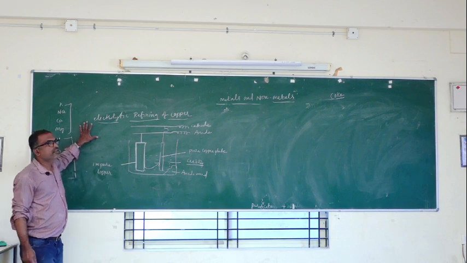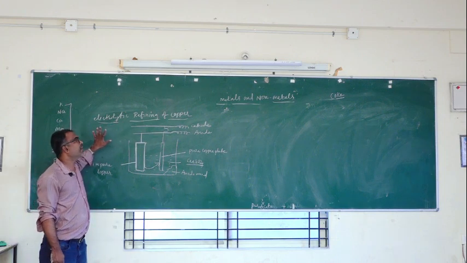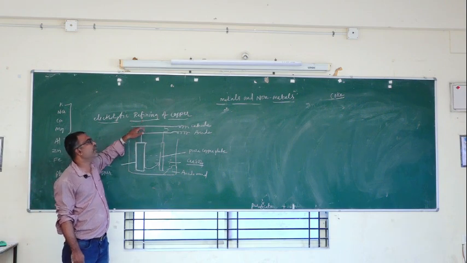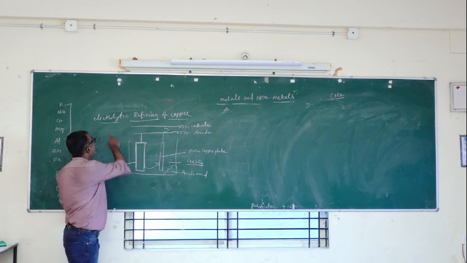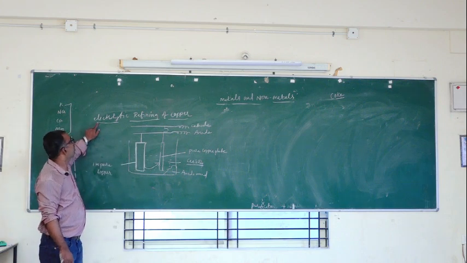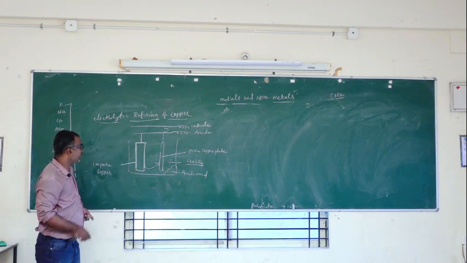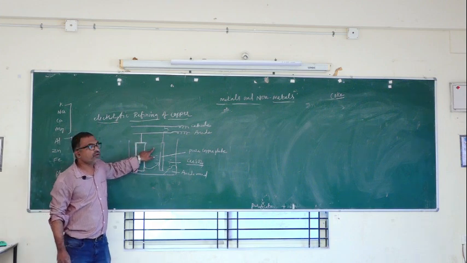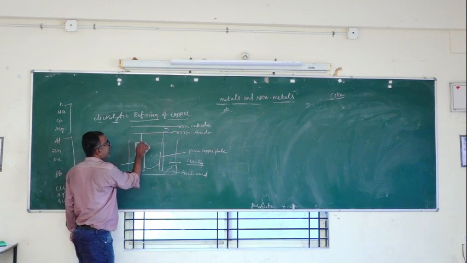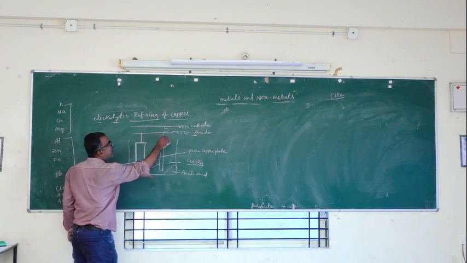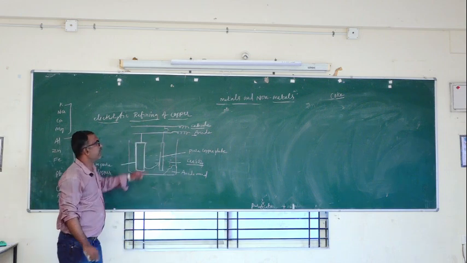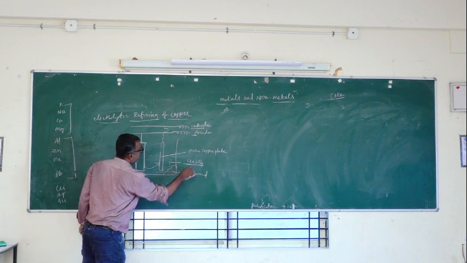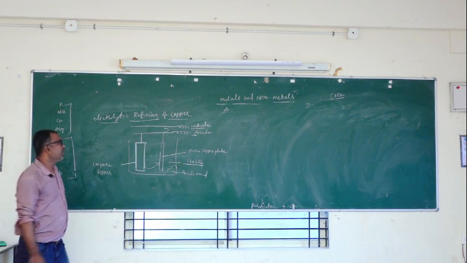So, refining of copper. How are we going to refine the copper? After getting the copper, we are going to refine it. Once again, we are going to purify the copper by using a method called electrolytic refining of copper. For this, we have to take two plates: one impure copper plate, another a pure copper plate. The impure copper plate is connected to the anode and the pure copper plate is connected to the cathode. Here we are going to take a solution called copper sulfate. So this is an electrolyte.